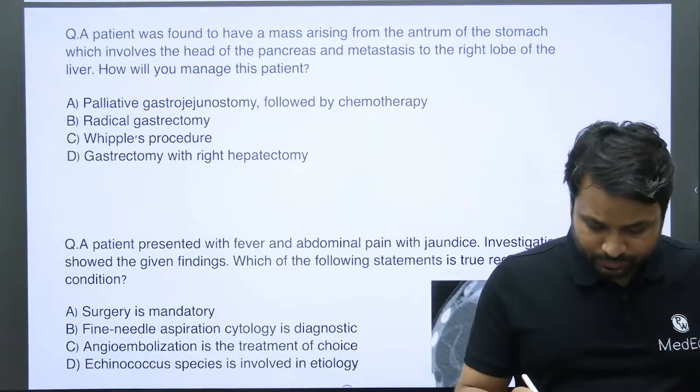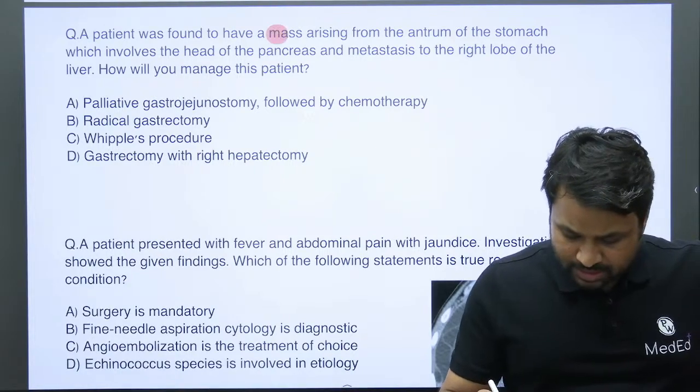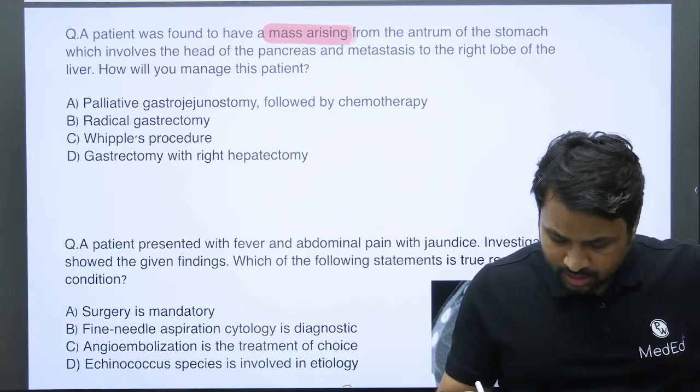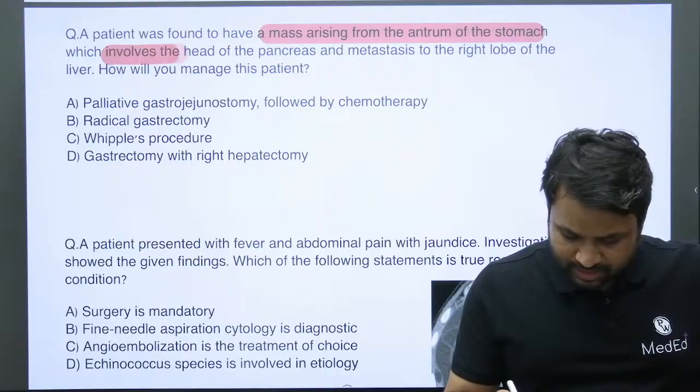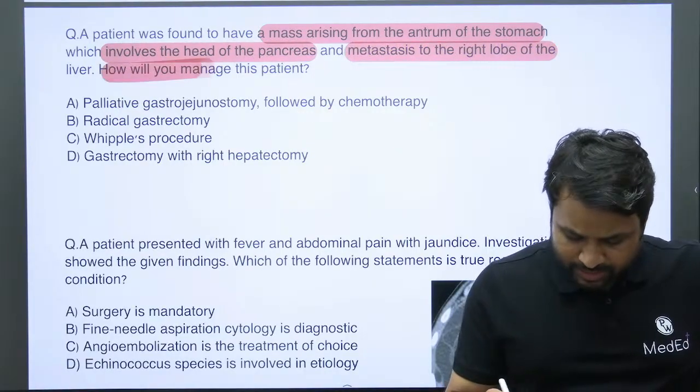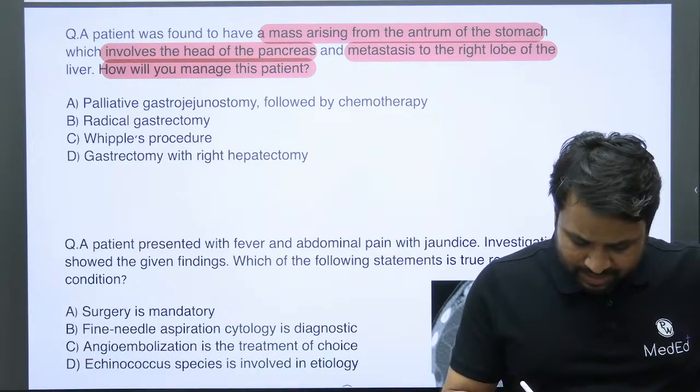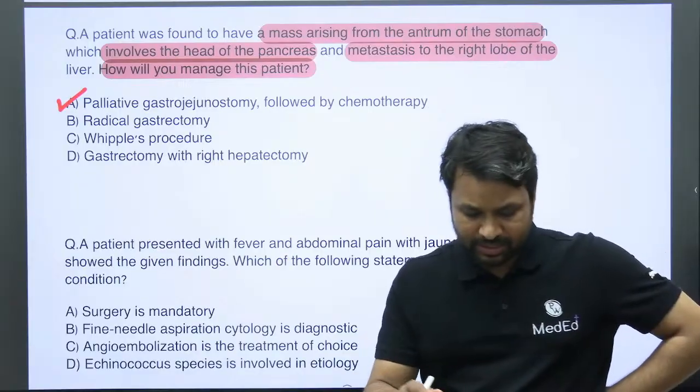Okay. Next one. A patient found to have a mass arising from the antrum of the stomach involving the head of the pancreas, with metastasis to the liver lobe. How will you manage? I think we have already spoken about this. Palliative gastrojejunostomy followed by chemotherapy is what is required.